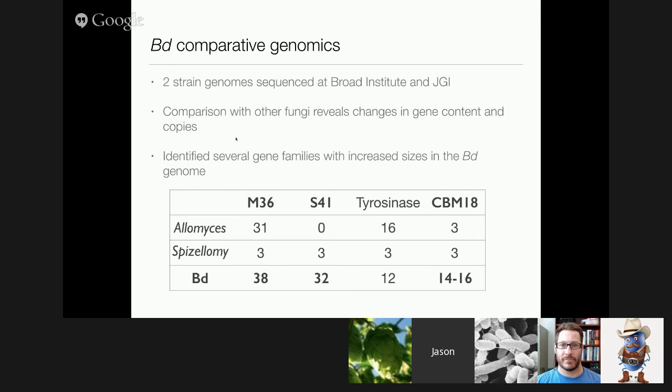So in about 2006 or 2007, there were two genomes of BD that were sequenced, at both the Broad Institute and JGI. And what do we do when we have genomes? Well, we try to compare them. And so we asked some questions about what was different in the BD genomes relative to some of these other chytrid genomes which we had access to. And I'm just listing at the bottom some of the gene families that appeared to be quite large in BD, but weren't necessarily that large in some of the relatives. And so we tried to highlight these and try to understand, are these important aspects to pathogenesis?